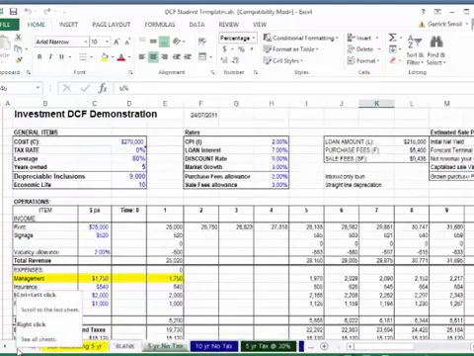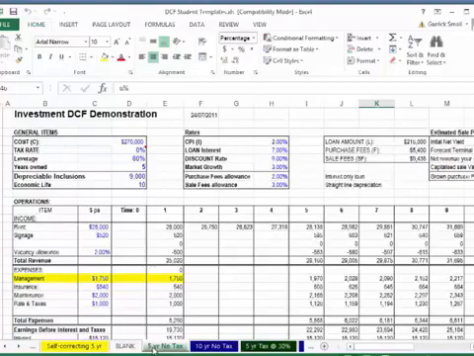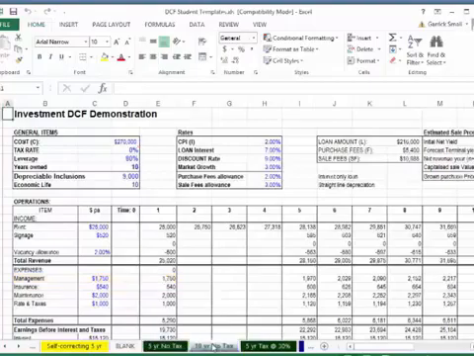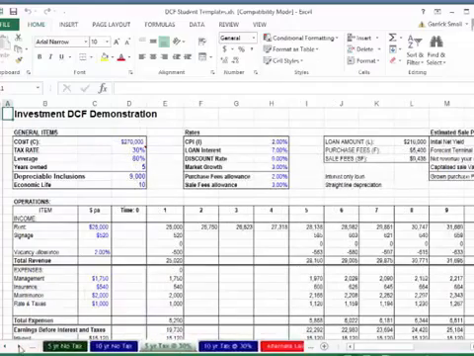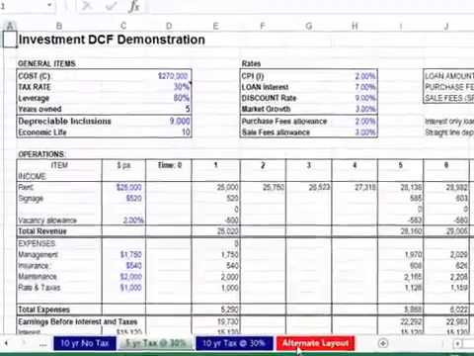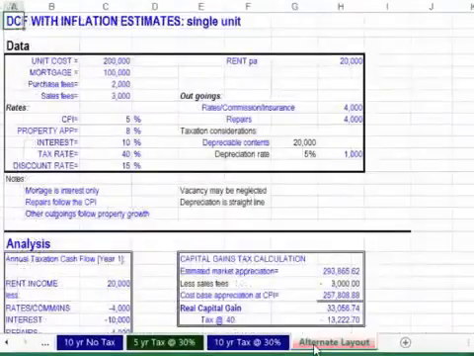Now these worked examples don't have any mathematics in them, and so they're basically just the answers. And so there's a 5-year model with no tax, a 10-year model with no tax, a 5-year model at 30% tax, and so on. And lastly is an alternate layout.